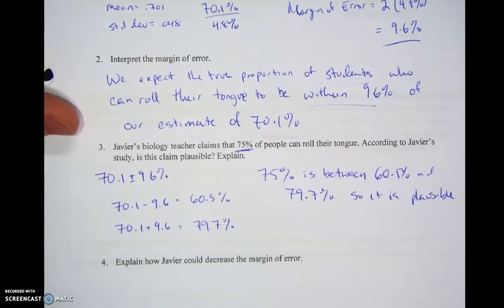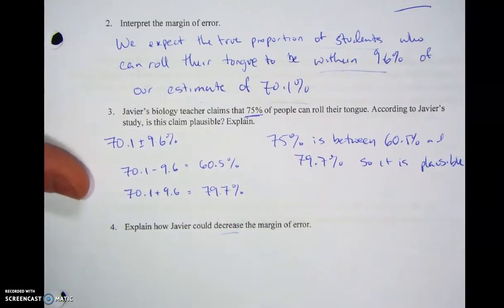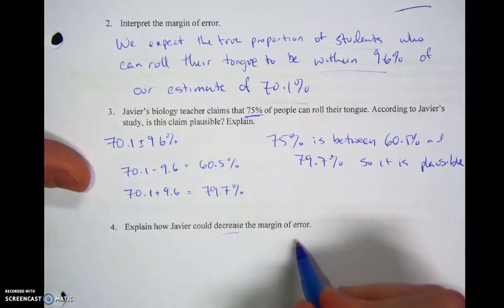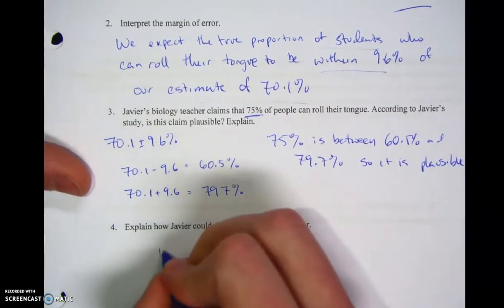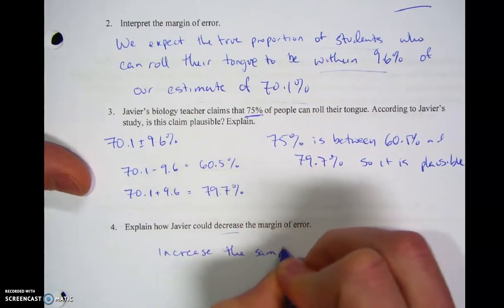So it's plausible. And then last, how can we decrease the margin of error? That would be to decrease the standard deviation. We know to decrease the variance, we could increase the sample size.